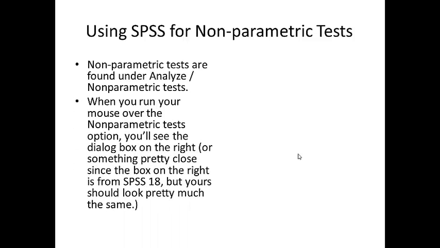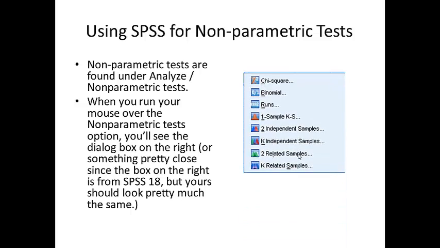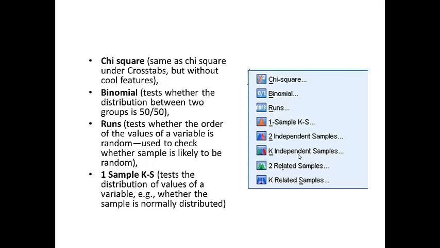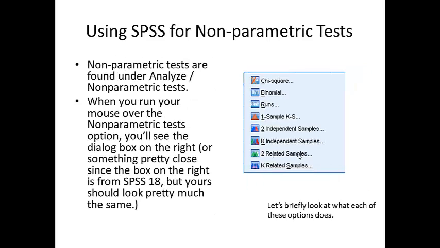We can also use SPSS to conduct non-parametric tests. They're found under the Analyze Non-Parametric Test button. However, chi-square is found under crosstabs, so you can see it in two places. When you run your mouse over the non-parametric test option, you'll see the dialog box on the right, or something pretty close to it, since this one is from SPSS version 18.